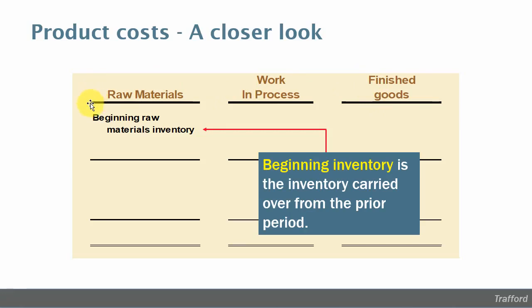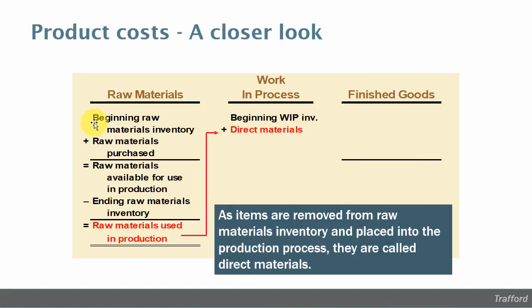In the raw materials inventory account, beginning inventory is the dollar cost of the raw materials that you had on hand at the end of the last accounting period. You have the same amount on hand at the beginning of the current accounting period. To raw materials, you add the cost of purchases. That gives you the cost of all raw materials available for use. If you subtract what you still have on hand as the cost of raw materials at the end of the accounting period, that will give you raw materials used.